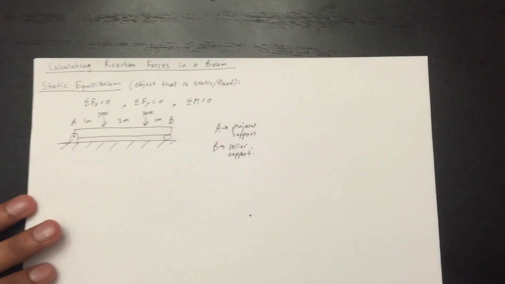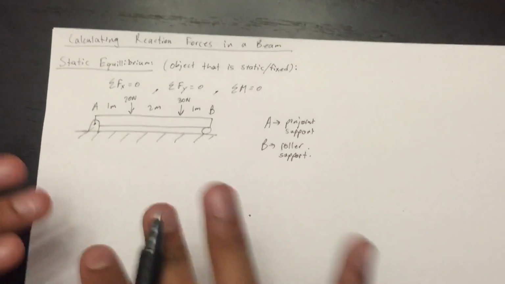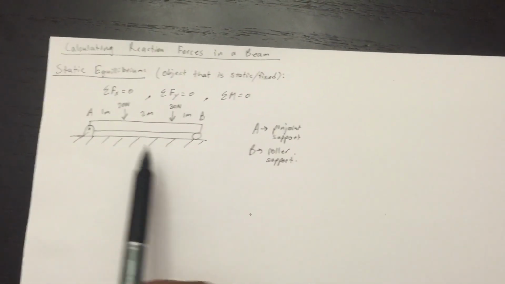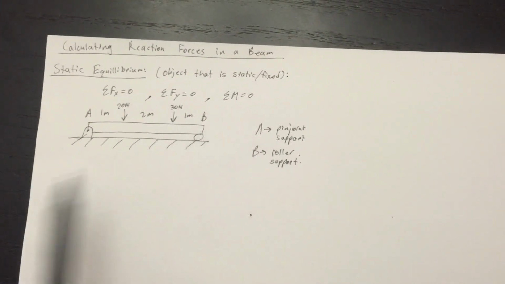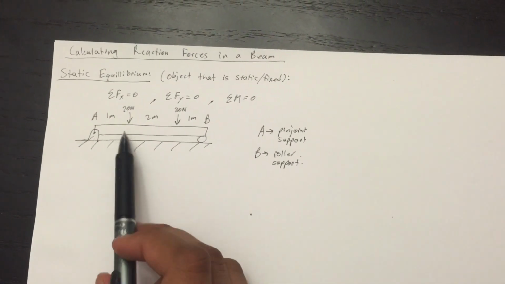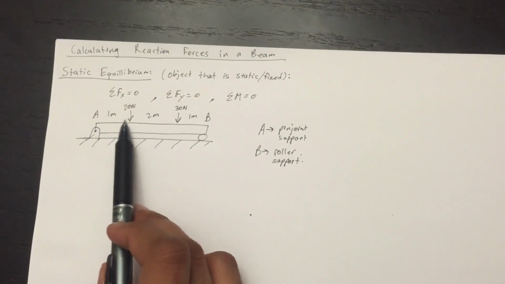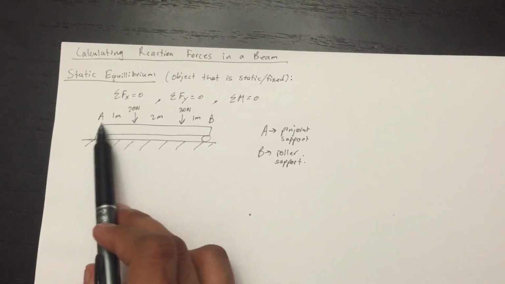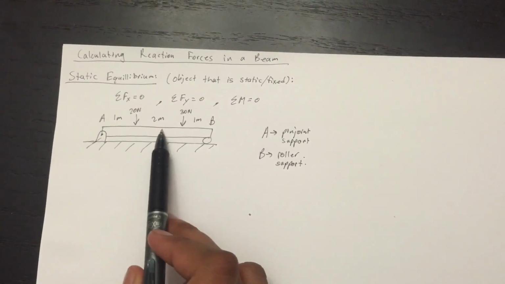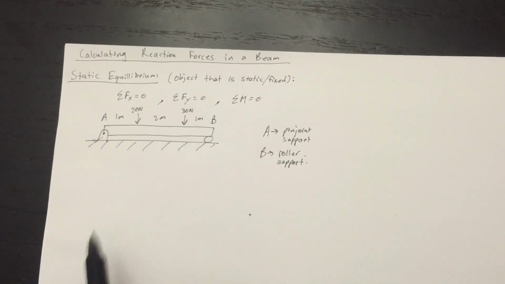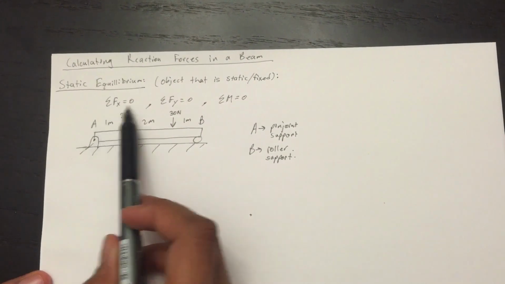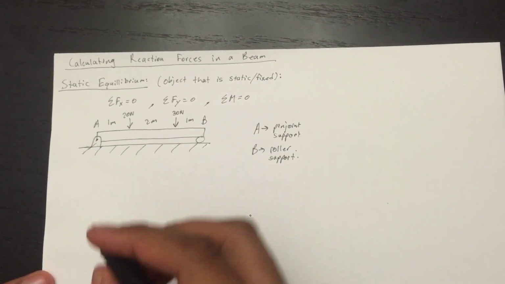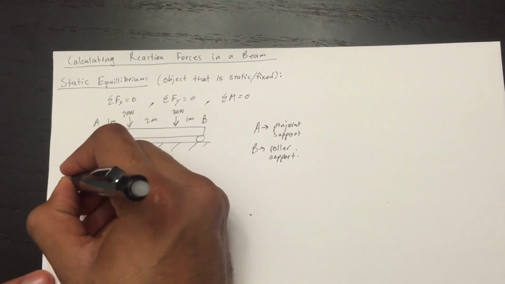Okay, so this beam is in equilibrium. We have two ends, A and B. A is supported with the pin joint, B is supported with the roller, and we have two forces, 1 meter from A, 20 newtons, and 3 meters from A, 30 newtons. Now that this is in equilibrium, we know that all of these formulas apply. Now, let's draw a free body diagram.